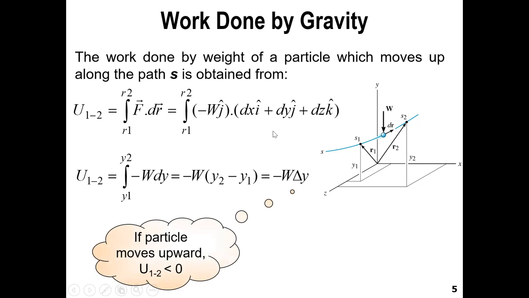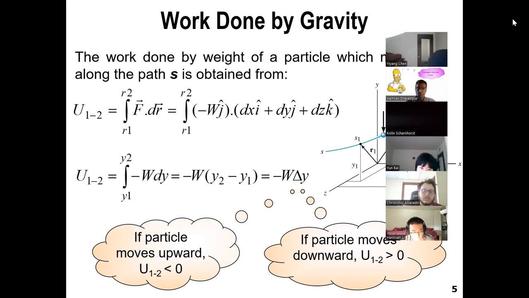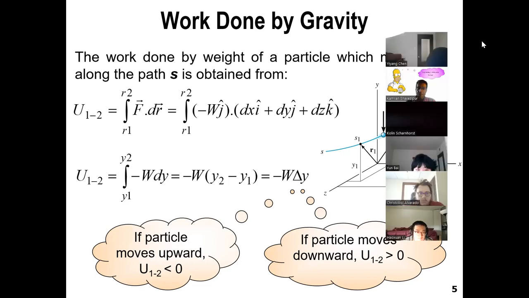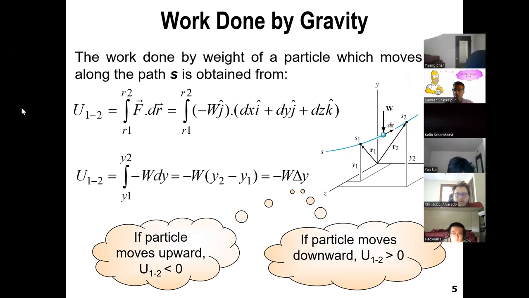So if you go up, your delta y is positive, and because of this negative sign, your work will be negative. If you go down, your y2 is smaller than y1. This becomes negative, negative times negative, positive. So your work is positive. Any question? So that is one of the forces we deal with quite frequently, and we found how we can calculate it, right? Just delta y times gravity.